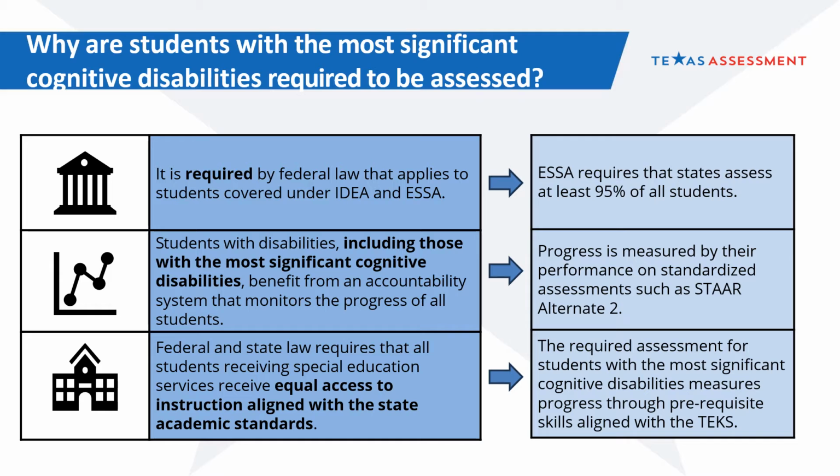progress of all students. In Texas, progress for students with the most significant cognitive disability is measured by their performance on STAAR Alternate 2. Third, federal and state law requires that all students receiving special education services receive equal access to instruction aligned with the state academic standards. STAAR Alternate 2 measures progress through prerequisite skills aligned with the TEKS.